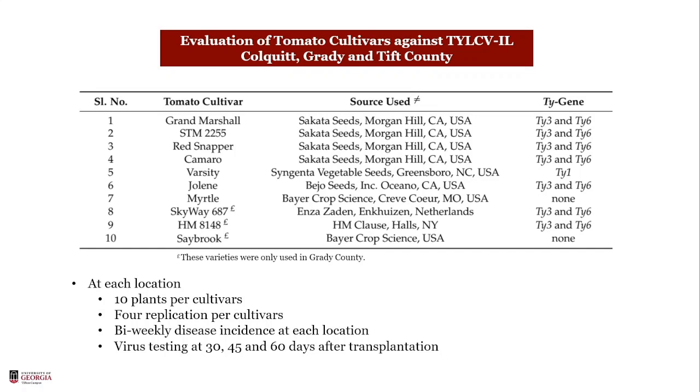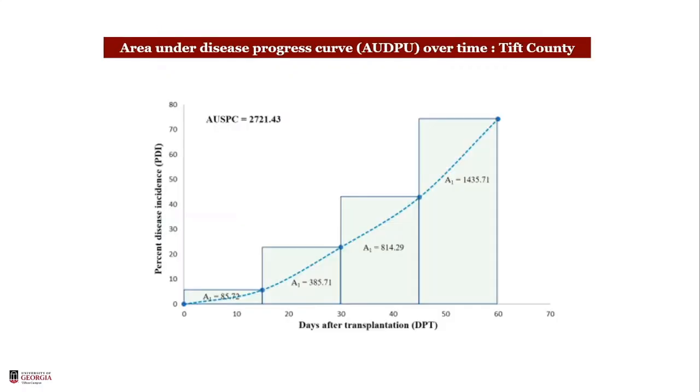So we planted 10 plants, replicated in each plot, and we tested it in Tift County, Grady County, and Colquitt County. We recorded disease incidence, how it is progressing, every 15 days, and the virus was tested at 30, 45, and 60 days after transplanting. What I'm presenting here is just for Tift County. I'm not presenting Grady and Colquitt County. In Tift County, we observed much higher disease incidence compared to the others.